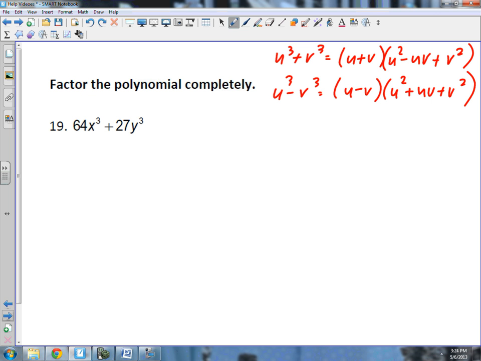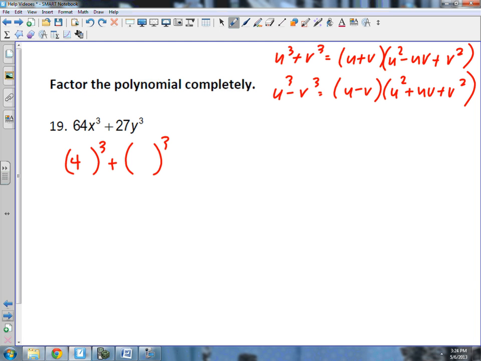So the first thing I have to do, I'm looking at this problem and I'm like, yeah, that's the form for sum of cubes. First thing I have to do is rewrite these two things as cubes. So the first thing I say is, well, what to the third makes 64? And you think for a second, you're like, okay, I'll do 2 to the third, 3 to the third, 4 to the third makes 64. If you didn't know that, use your calculator to figure it out.